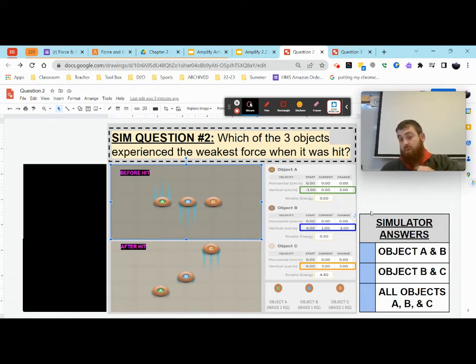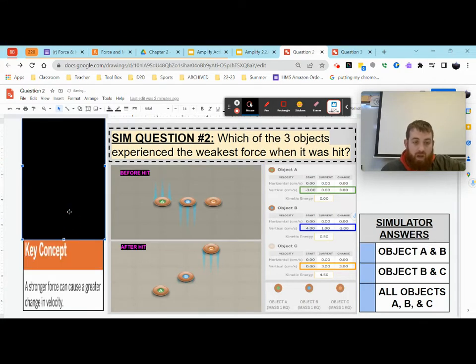All right, do we think we have the answer? Let's take a look. We know that a strong force can cause a greater change in velocity, so a weaker force would cause a smaller change in velocity. If we're going to decide which object had the weakest force, we've got to figure out who had the smallest change in velocity. To do that, we've got to look at how their velocity changed.